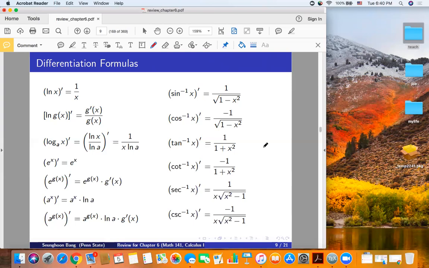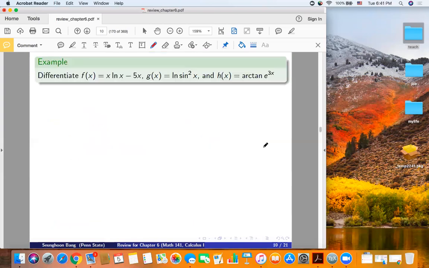So you have to memorize all differentiation formulas. This is very useful. I'm going to give examples here. The first one.